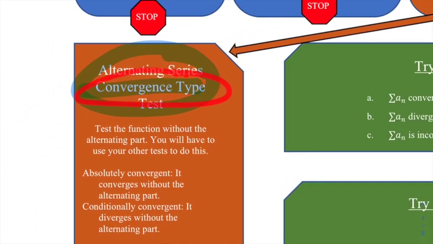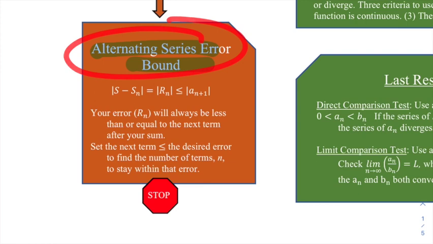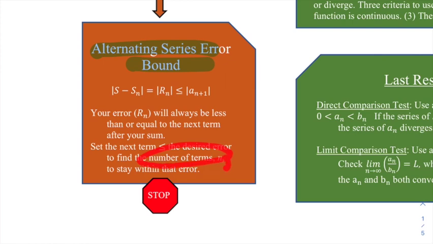Then you might want to say which type of convergence we have. You test the non-alternating part, and if it converges, you're absolutely convergent. If the non-alternating part diverges, you're conditionally convergent. And then finally, we can find the alternating series error bound. We can use this to find out how far away our answer is, and then add and subtract that from our partial sum to get a range for the true sum. Or we can be asked to find the number of terms it takes so that our error is within a certain number. All right.